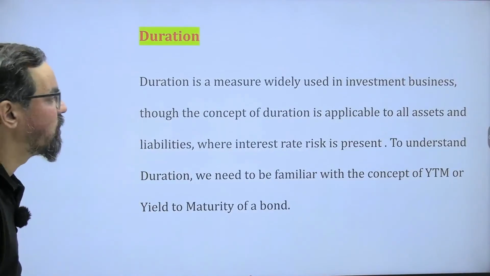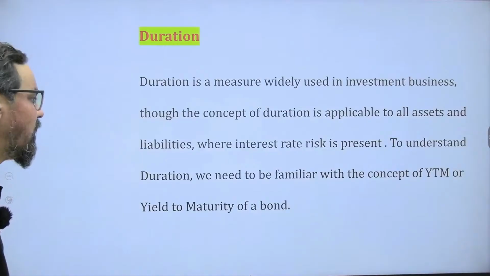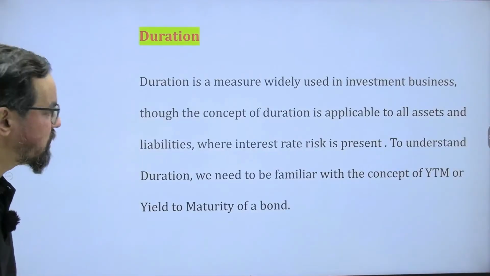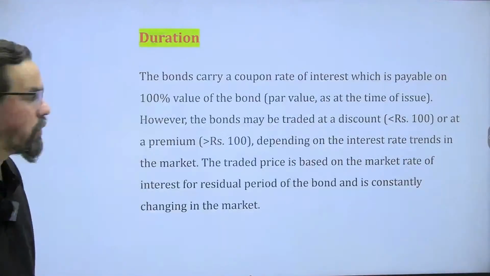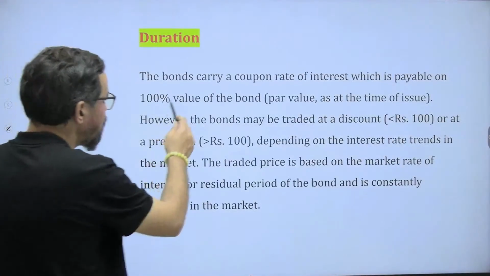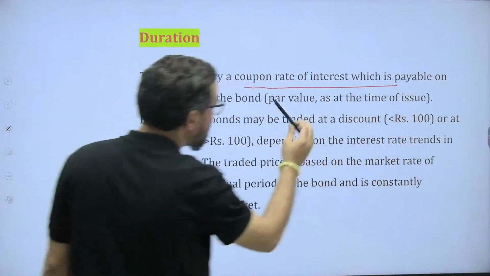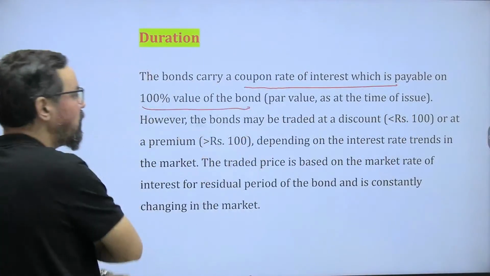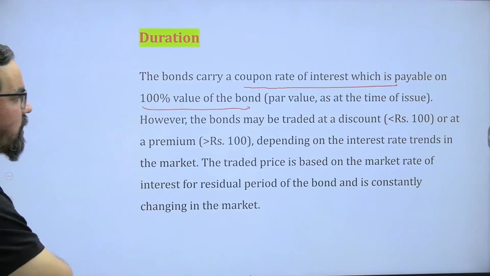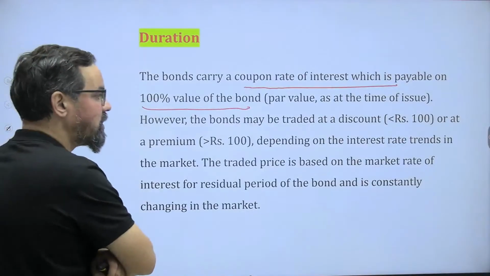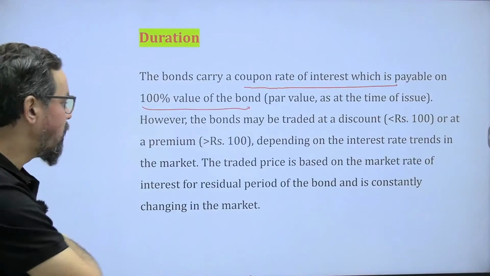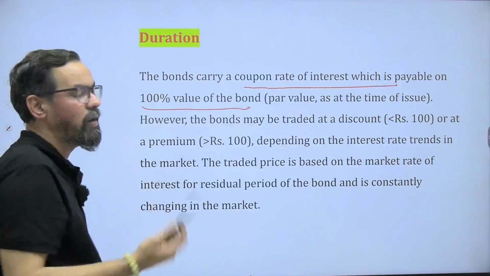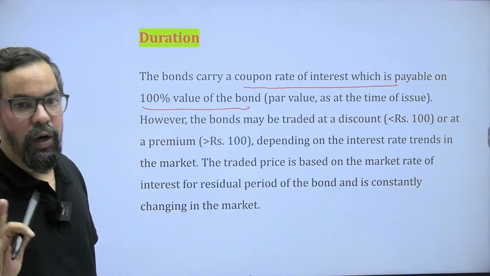The concept of duration is applicable to all assets and liabilities where interest rate risk is present. To understand duration, we need to be familiar with the concept of YTM, or yield to maturity. Let's say the bond carries a coupon rate of interest which is payable on 100% of the par value of the bond at the time of issue. However, the bond may be traded at a discount or at a premium in the secondary market. Nowadays bonds get traded in the secondary market, so it can be traded at a premium or a discount.